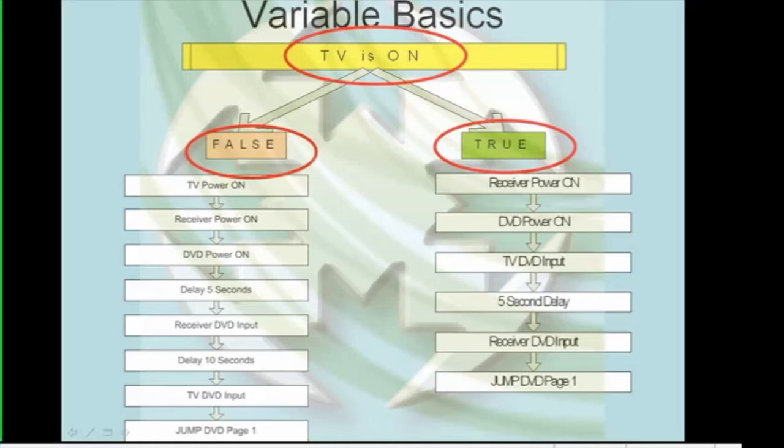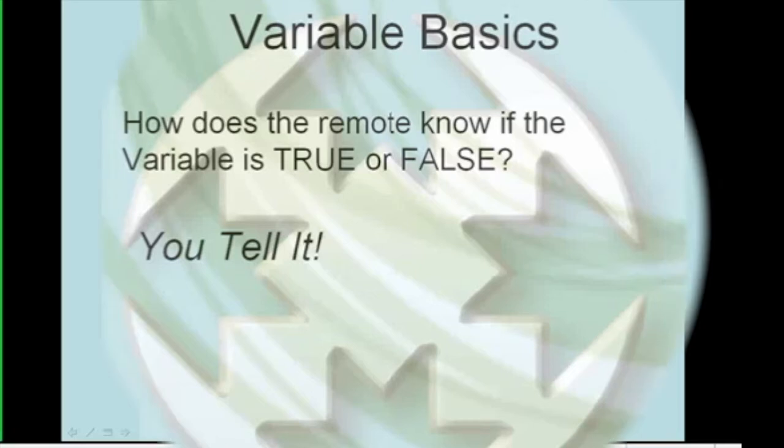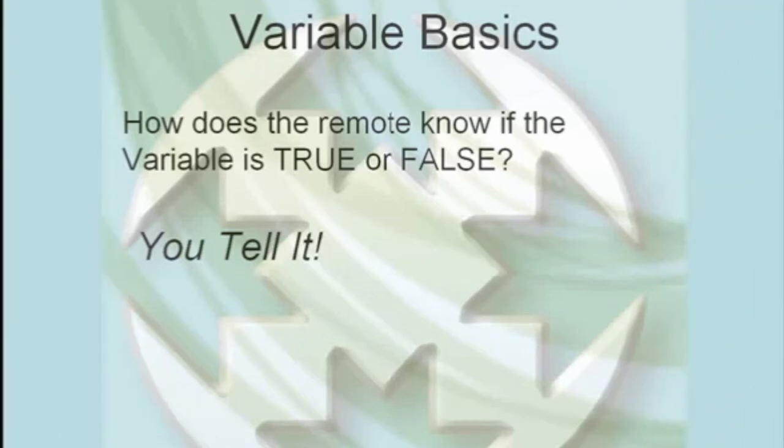Hopefully you're on board and beginning to think of another question, like, how on earth does a remote even know if something is true or false? Well, you obviously have to tell it. This is a very important point to grasp. You'll soon see how to utilize variables, but you must realize that a remote control is a one-way device. It doesn't actually know anything unless you tell it.